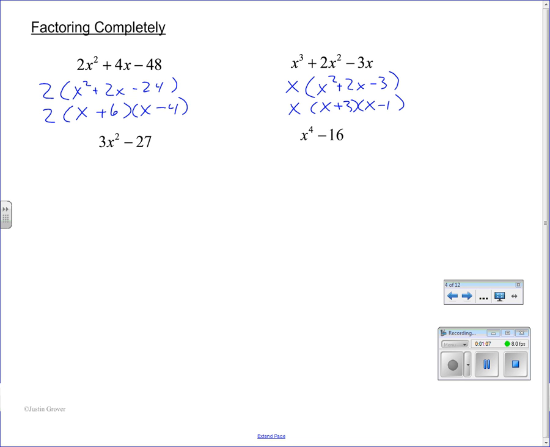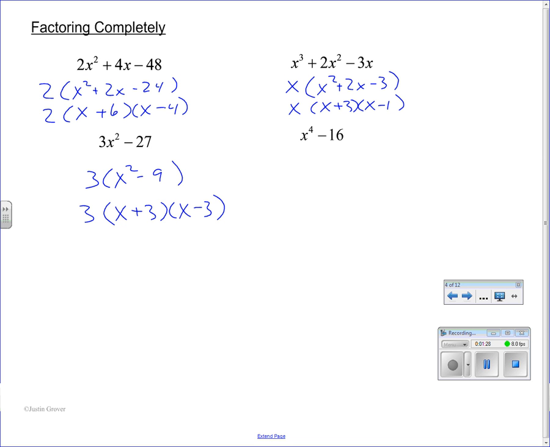3x squared minus 27 has a GCF. We could take out a 3. You're left with x squared minus 9, and what's left over is a difference of squares. And so you got to remember to keep that GCF out front, but factor the difference of squares to x plus 3, x minus 3.